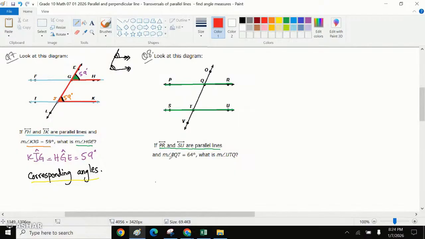What they are saying is PQT, sorry, apologies for that. PQ and T, this angle is 64. Okay. What we need to find is UTQ, whereas UT and Q, we need to find this angle.